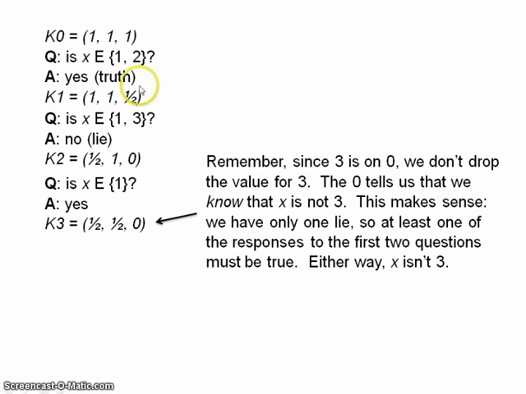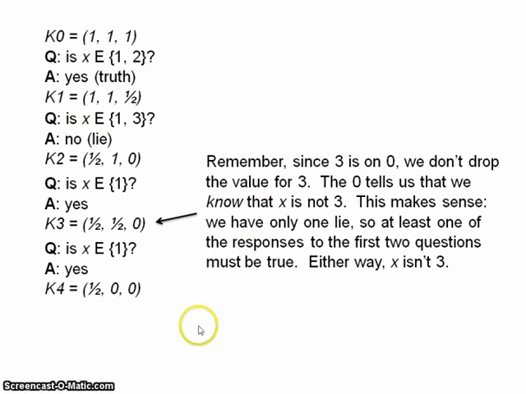Well, if the first response is true, then our number is not 3, because it's either 1 or 2. And if the second response is true, then our number is not 3, because, as you can see, he responded no to is it 1 or 3. So either way, our target number is not 3. We know it's not 3, so it's on 0. We don't need to consider 3 anymore.